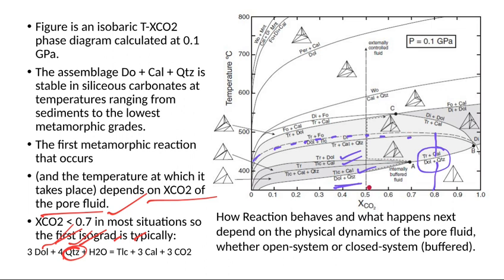So here what happens, the reaction is a continuous reaction, and this XCO2 increases. XCO2 increases as the reaction proceeds. As the reaction proceeds, SiO2 continuously replaces CaCO3.